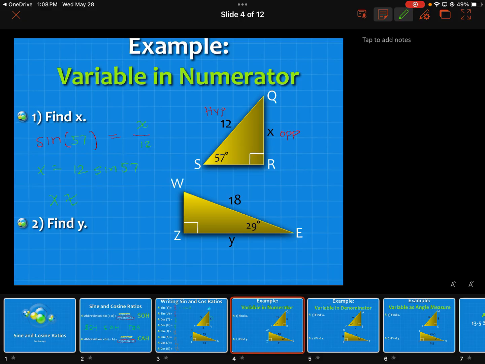You end up with 10.06. And that makes sense to me. It's less than 12, which is the hypotenuse.